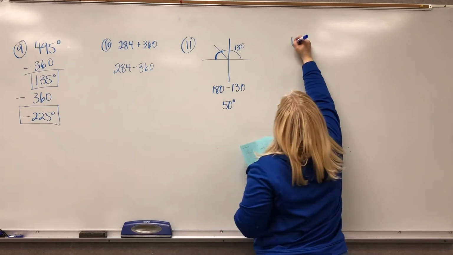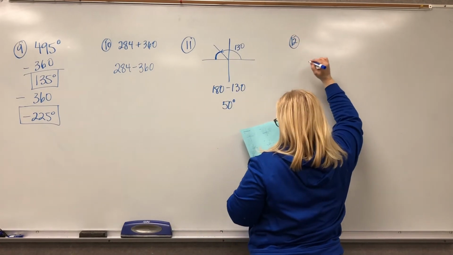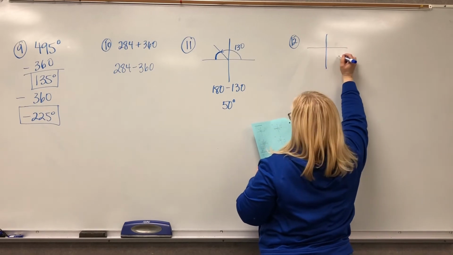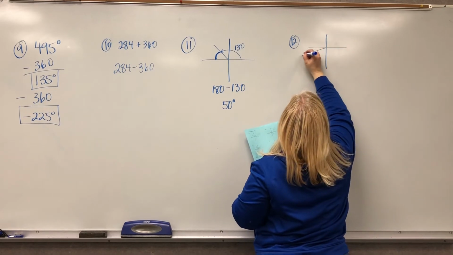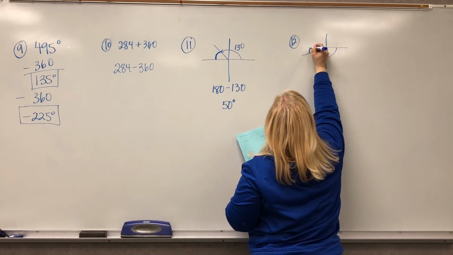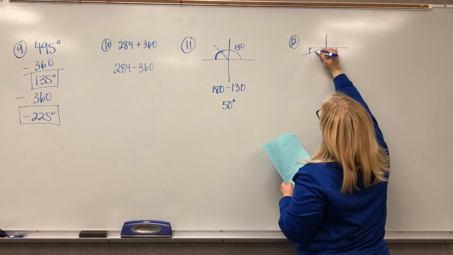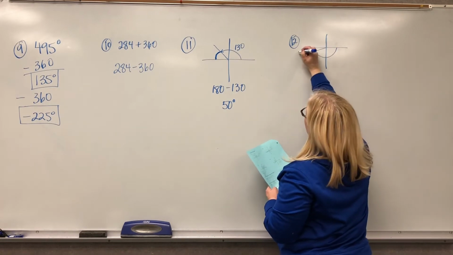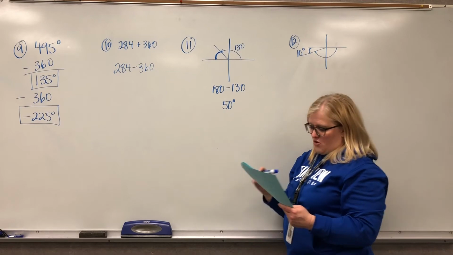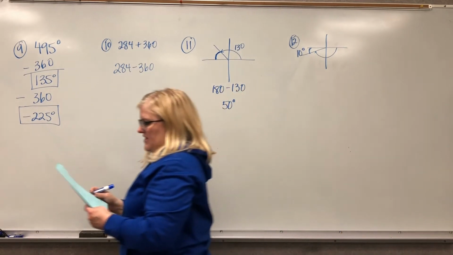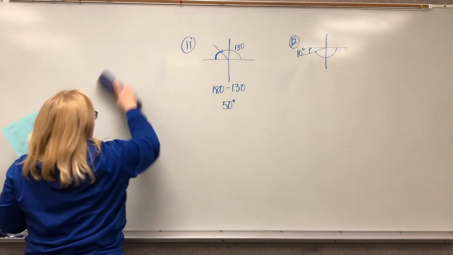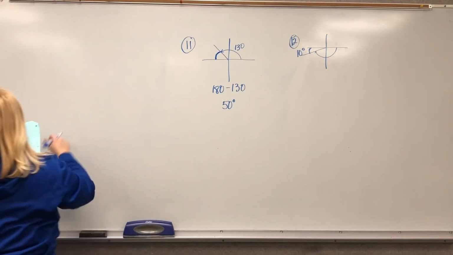Okay, number 12, we've got negative 170 degrees, which is right here. My reference angle, right here. So if this is 170 and I'm trying to get to 180, then that means I've got 10 degrees left to go. And then they've got the ones that are a little bit harder here.